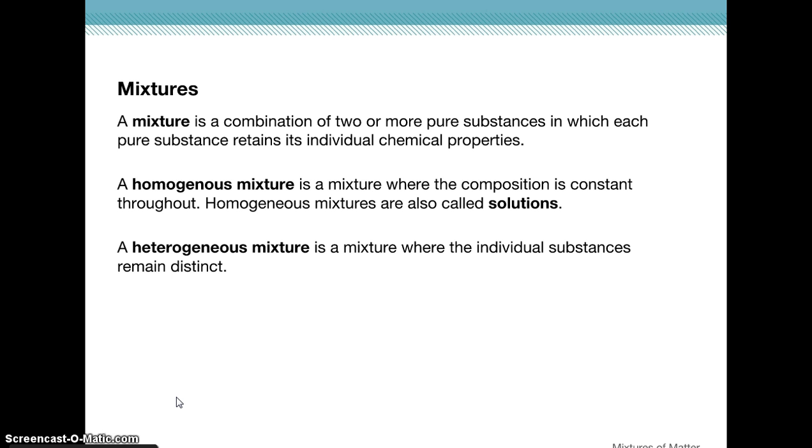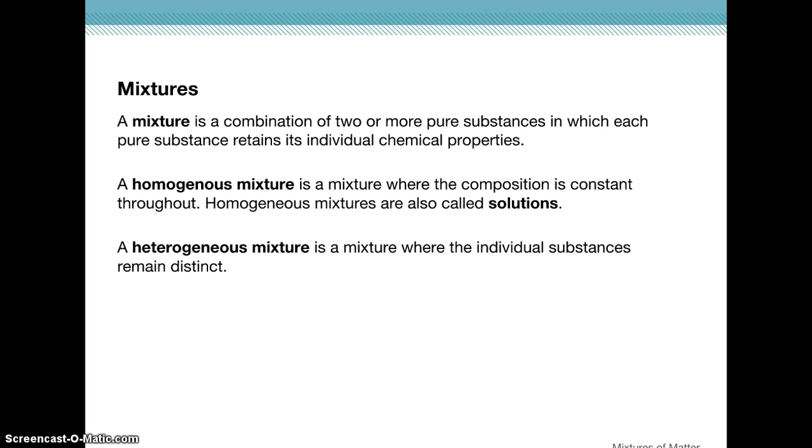Okay, so far we've talked about pure substances. Now we want to look at what happens when we mix pure substances together. So a mixture is a combination of two or more pure substances in which each pure substance retains its individual chemical properties. So mixtures are physically mixed together. They are not chemically combined. They're not bonding with each other. They're just physically mixed together.